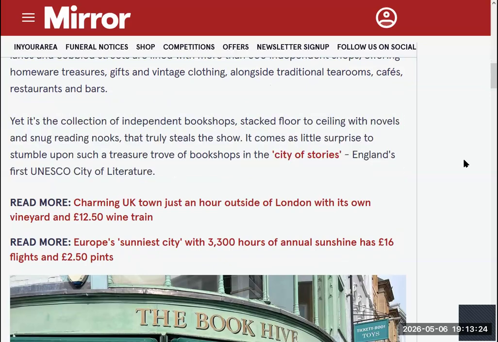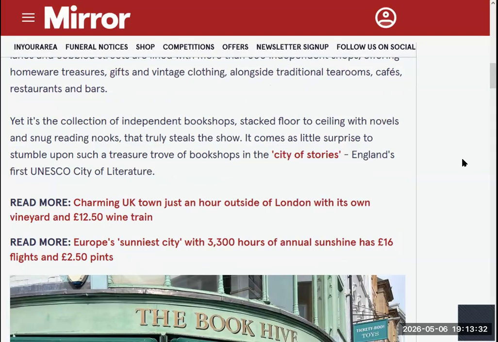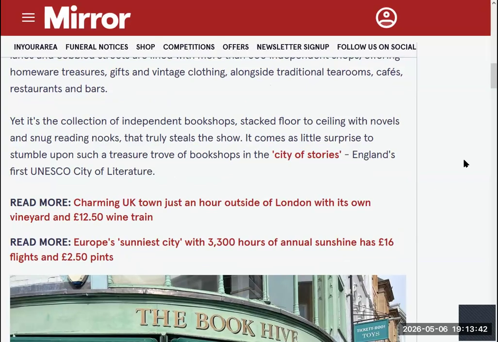Yes. Yet it's the collection of independent bookshops stacked floor to ceiling with novels and snack reading notes that truly steals the show. It comes as a little surprise to stumble upon such a treasure trove of bookshops in the city of stories, England's first UNESCO city of literature. Yeah, that's brilliant. That's very good. Well done.